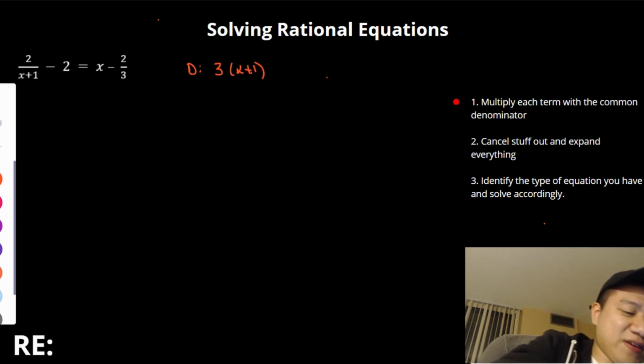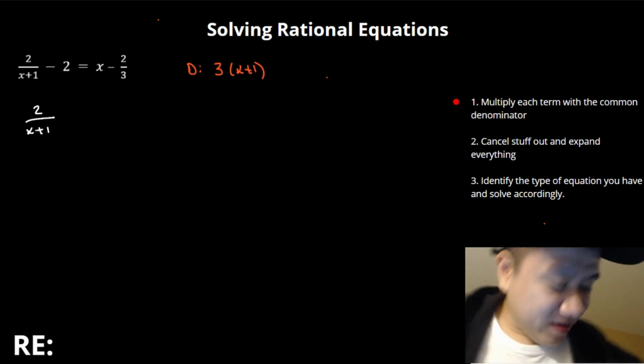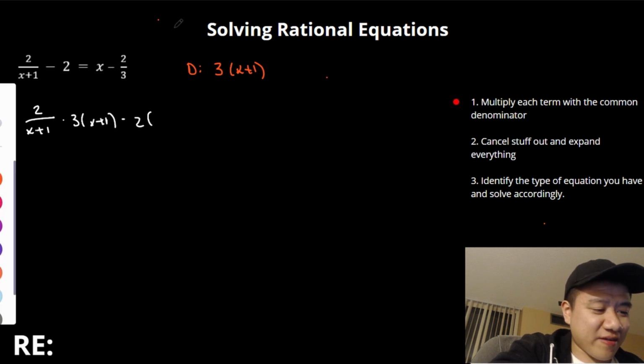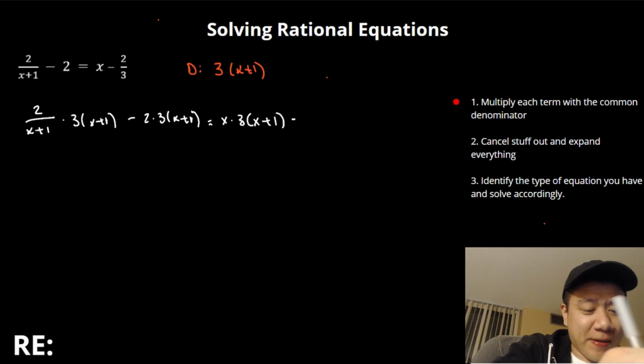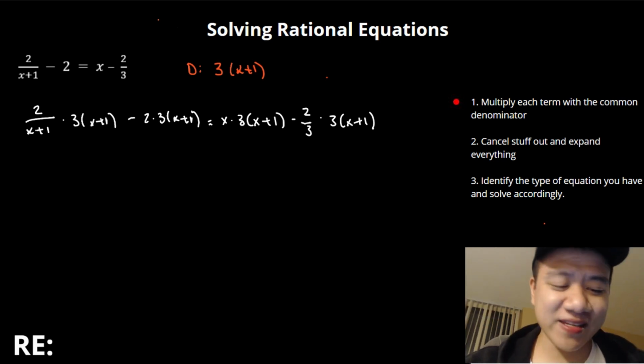So you write it out. 2 over x plus 1 plus 1 times 3 times x plus 1, minus 2 times 3 times x plus 1 equals 2x times 3, minus 2 over 3 times 3 times x plus 1. Alright, so we multiplied every single one of the terms that we highlighted with this.